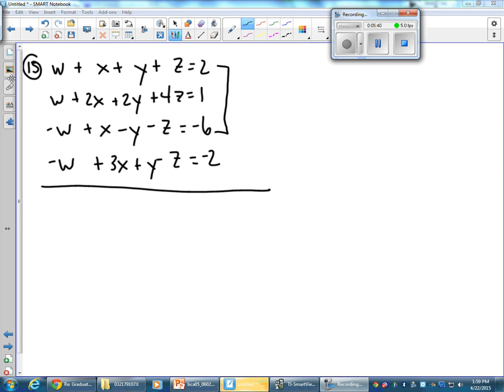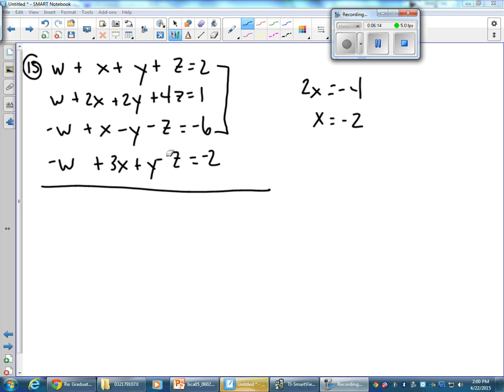If I just add the first and the third line together, I would get 2x, and then the y's cancel, and the z's cancel, equals -4. Actually, that just made it pretty easy. 2x equals -4 when I just add the top line and the third line together. W's cancel, I get 2x. The y's cancel, the z's cancel, I get -4. So my x value for this problem is going to be -2. I wonder if we can find any others that are quite that easy to find.